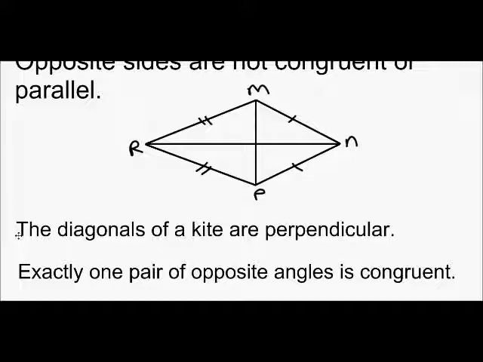The diagonals of a kite are perpendicular, so they meet at right angles. And here, exactly one pair of opposite angles is congruent. In this case, M is congruent to P. R and N are different measures.